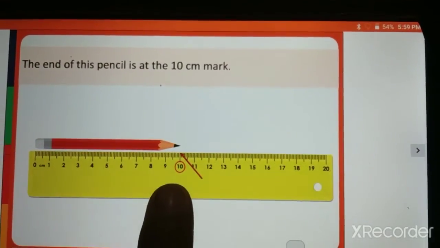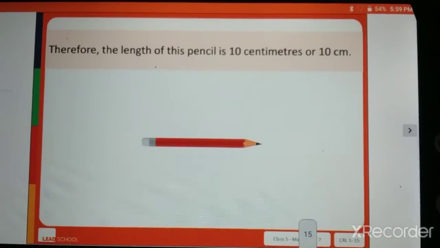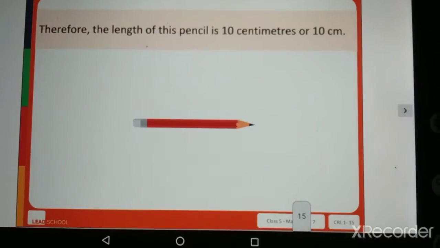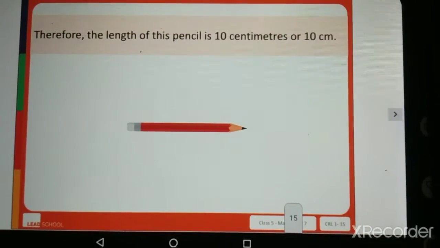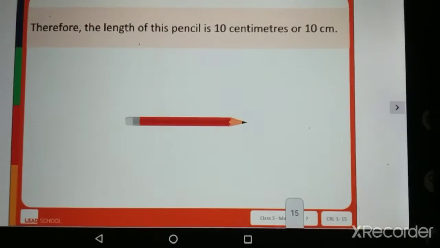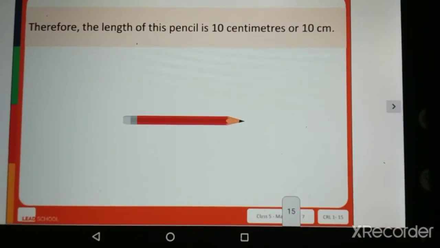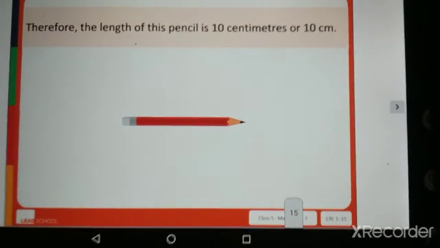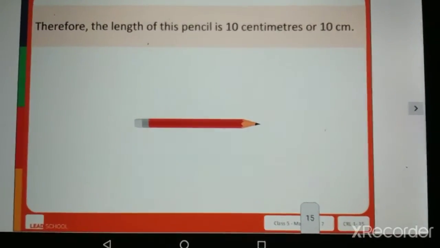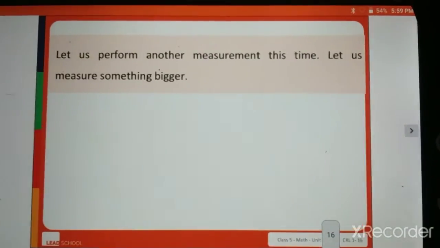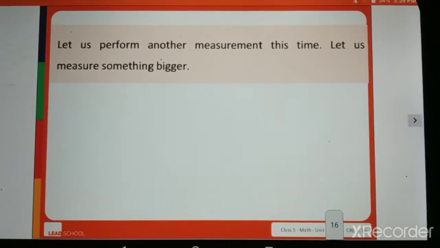Where did the mark end? At 10 centimeters. Therefore, the length of this pencil is 10 centimeters. We have to write the full spelling of centimeters, for example, CENTIMETRES, or we can write the short form, 10 cm. Cm means centimeter. Now let's perform another measurement.